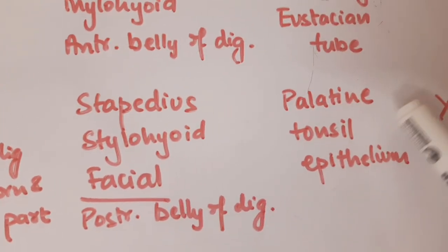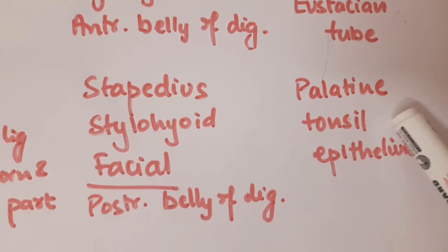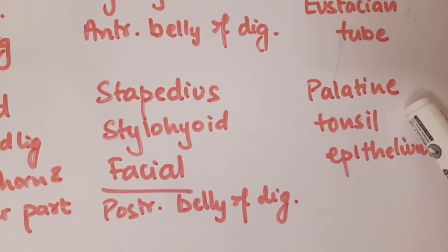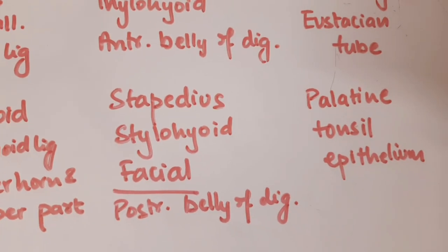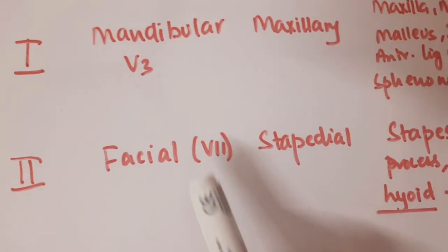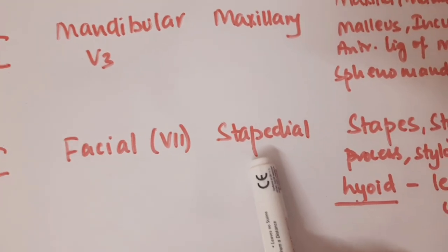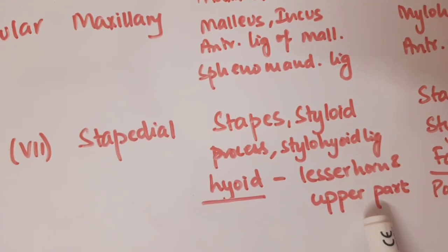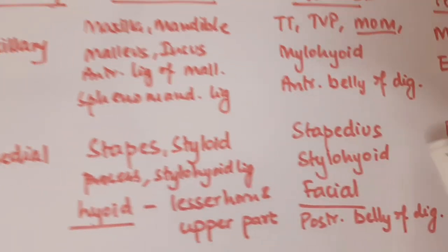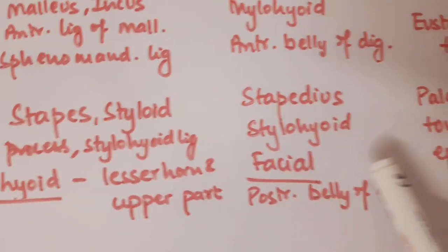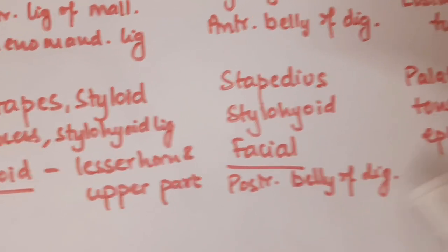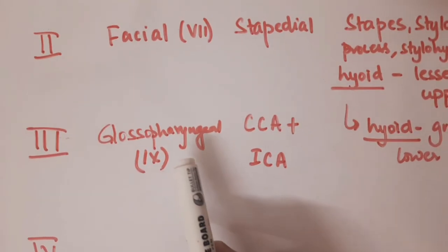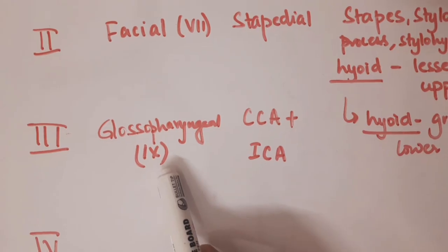Next, in the pouch, we have the epithelium of the palatine tonsil. So we come in the oral cavity now, and the palatine tonsil epithelium comes from the second arch. Now quickly, facial nerve, stapedial artery, stapes, styloid process, stylohyoid ligament, and lesser horn and upper part of the body of hyoid bone. Stapedius muscle, stylohyoid muscle, all the facial muscles and posterior belly of digastric, and the epithelium of the palatine tonsil. The nerve for the third arch is the glossopharyngeal nerve or the ninth cranial nerve.